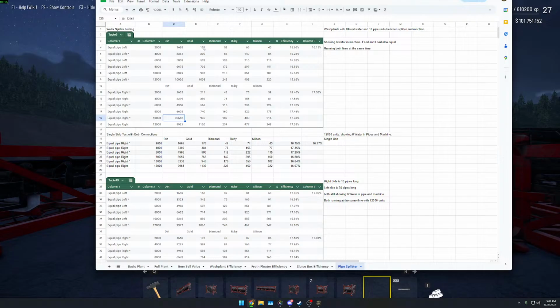Mostly seeing... Yeah, that 155 that I got for gold is lower than all three other runs. The one with just the right pipe running alone was 176 for gold. This is 168, 191. This 155. That's interesting. Wonder how much that impacts things.